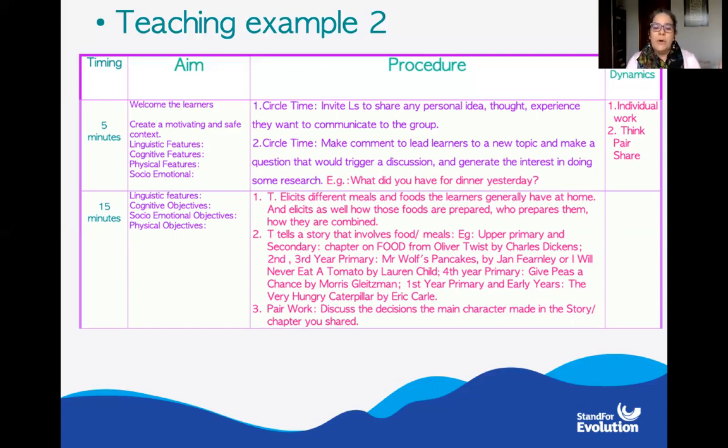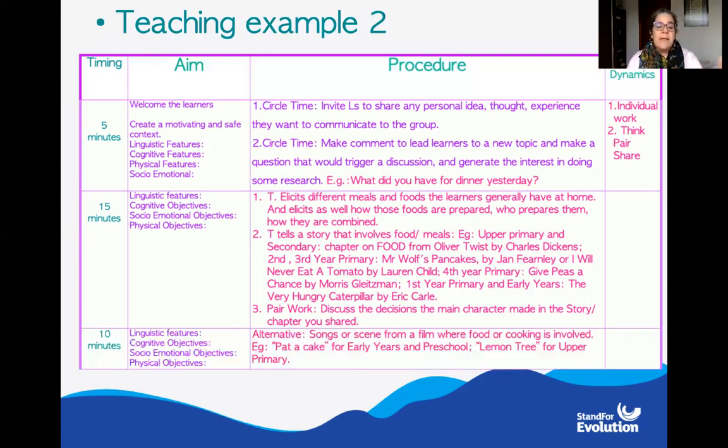And then we have a pair work that discusses the decisions the main character makes in the story regarding food, right? And through the chapter or the story you have shared. Because in the upper grades, we can read chapter books together with them in the classroom, every day a different chapter, every week, as you wish. And then we have a 10-minute activity that has to do with an alternative.